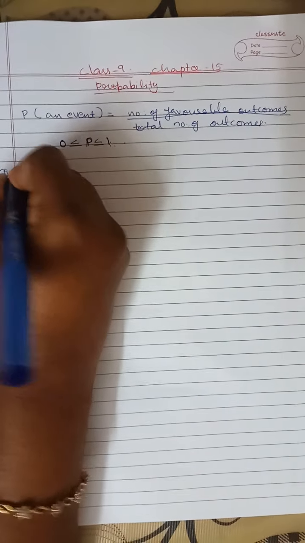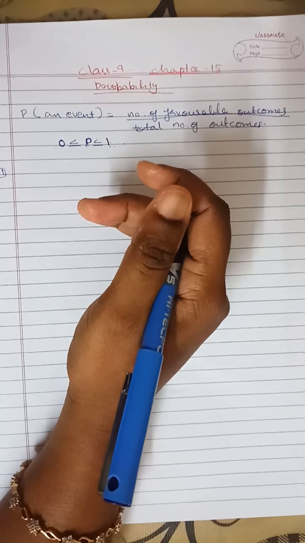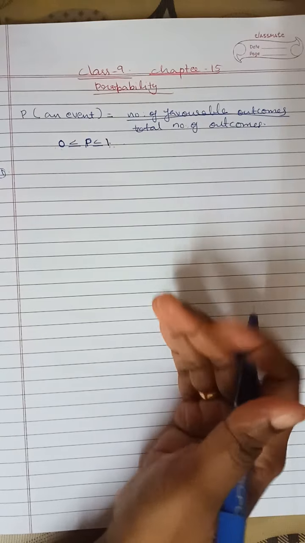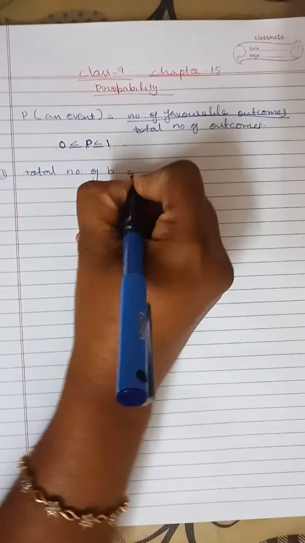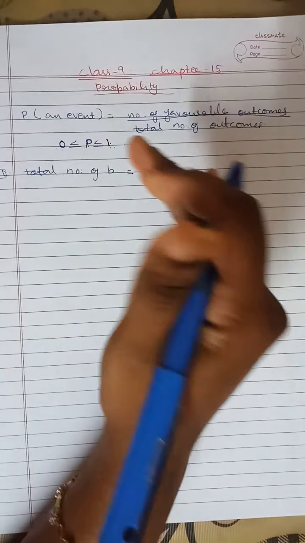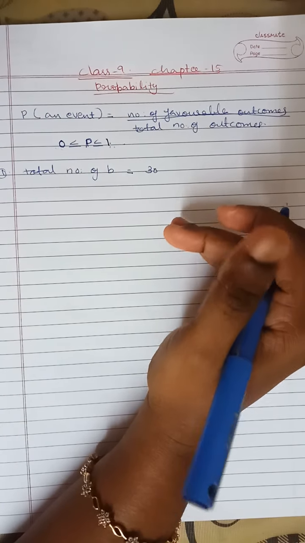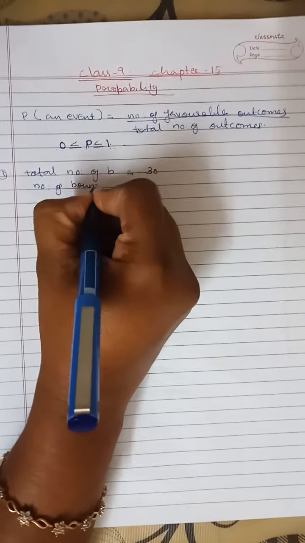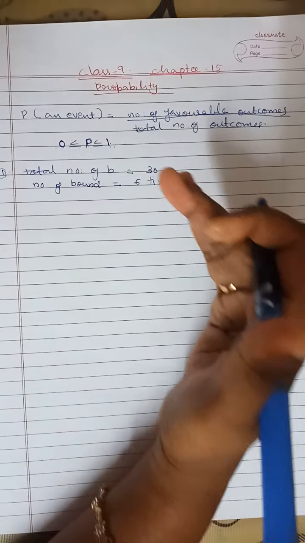Okay, so case number 1. In a cricket match, a batswoman hits a boundary 6 times out of 30 balls she plays. So total how many balls she played? Total number of balls is equal to 30 balls, right? So out of these 30 balls, the batswoman hits how many boundaries? 6 times. So number of boundaries is equal to 6 times, right? What is the question? So these two informations are given in the question.